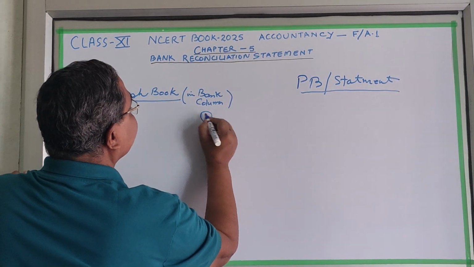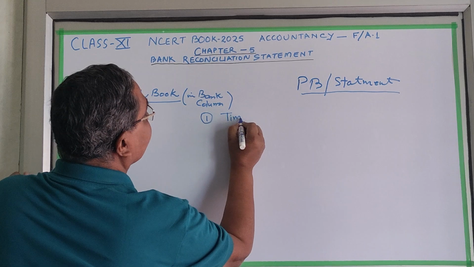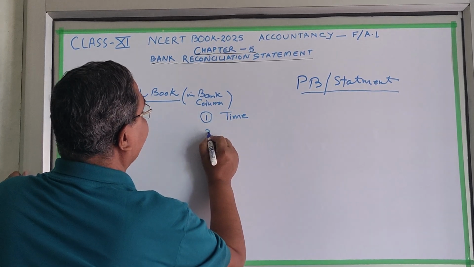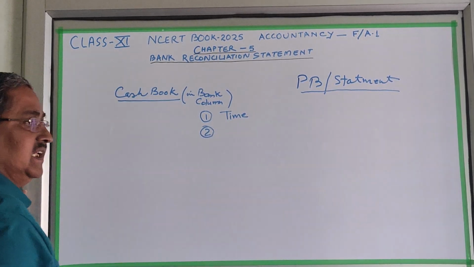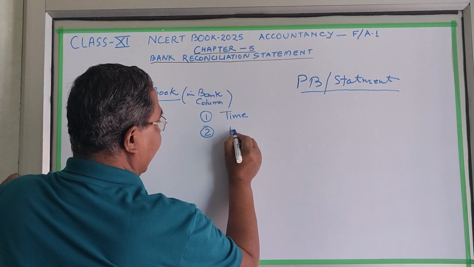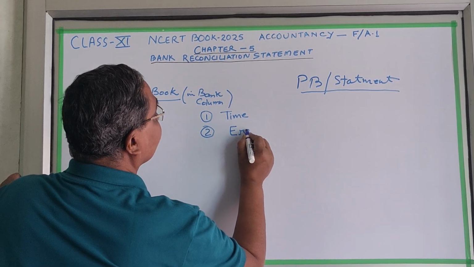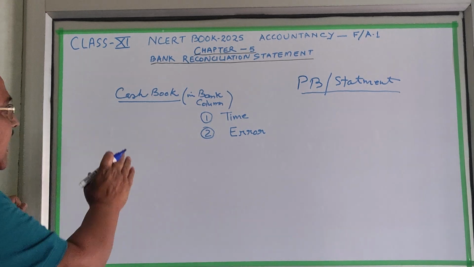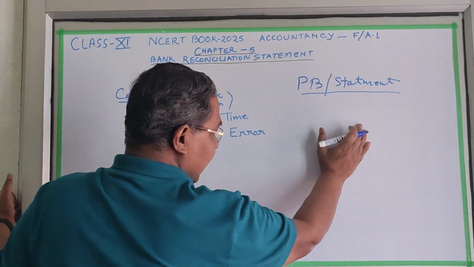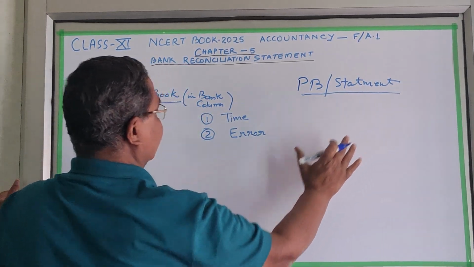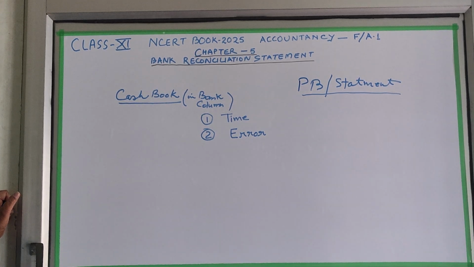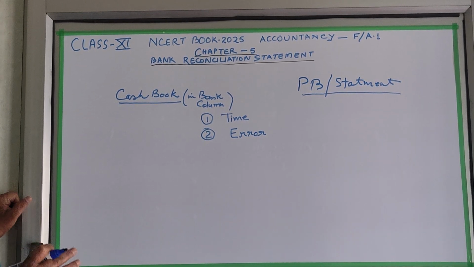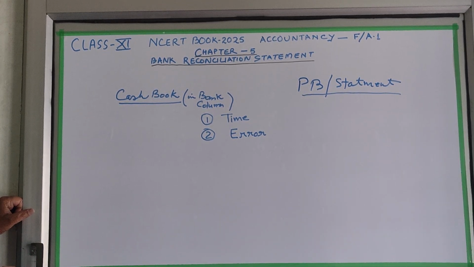One is the time factor, and the second one is erroneous entries. So due to these two factors, the cash book balance does not tally with the passbook balance. For this purpose, we require a bank reconciliation statement.